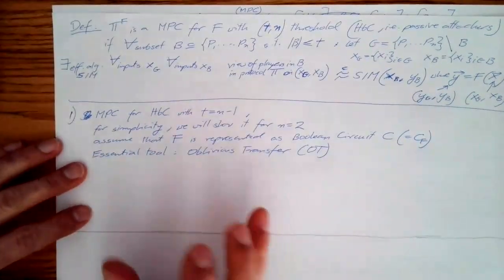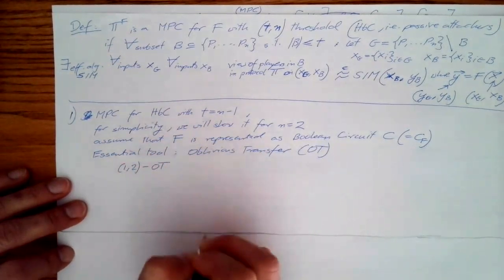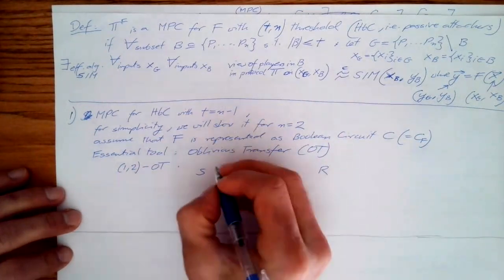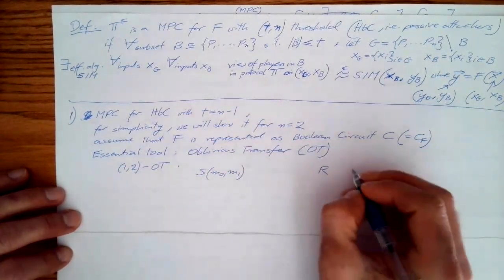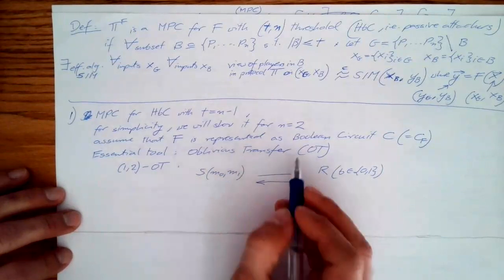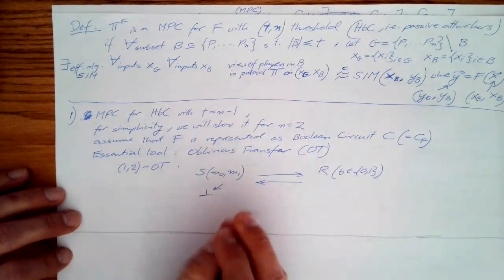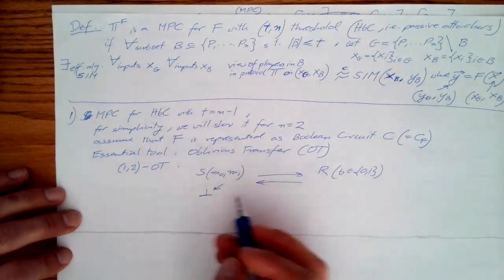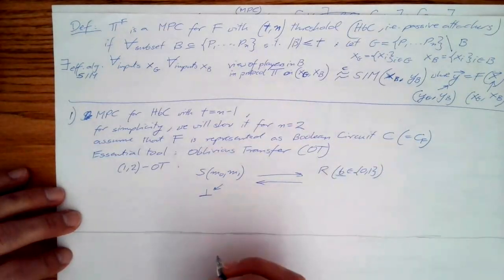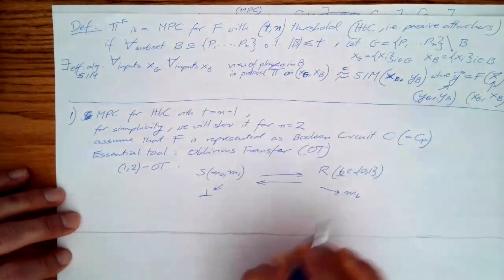So let's first look at the tool. One out of two OT is the following protocol. You have a sender and a receiver. The sender has two messages, M0 and M1, and the receiver has a bit. They follow some protocol, an oblivious transfer protocol, such that the sender should learn nothing from this protocol, conceptually. What is there for the sender to learn? Just one thing, the bit of the receiver. The receiver learns the message of these two that is indicated by his choice bit.